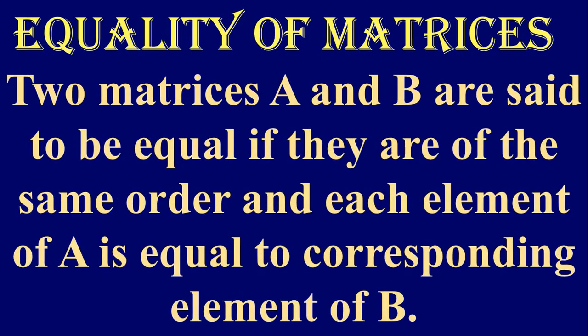So next we study equality of matrices. Two matrices A and B are said to be equal if they are of the same order and each element of A is equal to the corresponding element of B. So to compare two matrices, first their order should be the same. If two matrices are of the same order and corresponding elements are equal, then we say A and B are equal matrices.